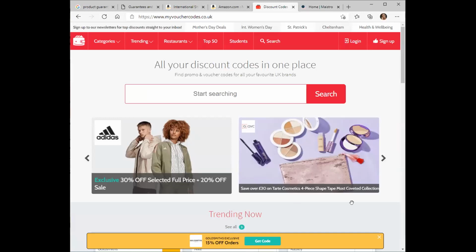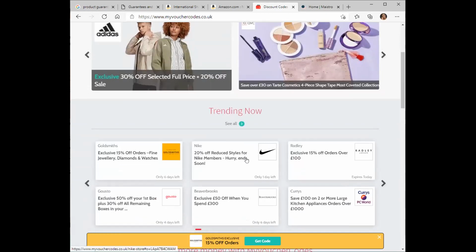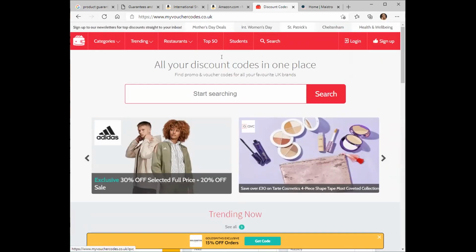I don't know if you can see my screen right now, but I have currently taken us to myvouchercodes.com. Can we see that? Now this is the UK version of the platform. And here you can see that they offer you vouchers or discount codes to get discounts on various types of products and items depending on what you are trying to purchase. From the onset, there are discount codes for Adidas items, and then there are discount codes for QVC. Please, can you see that?